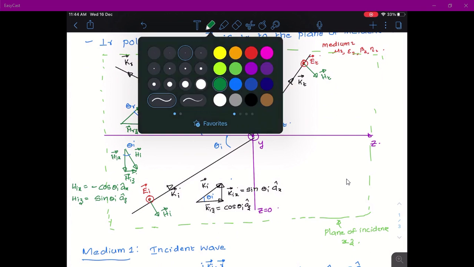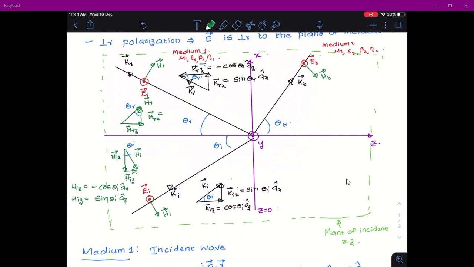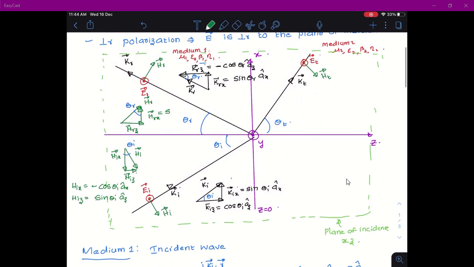So, HRX is adjacent to theta r. So, that will be sin theta r AX cap and is in positive direction of x. HRZ is also in the positive direction of z, but it is in the opposite side. I am sorry. This will be, since the HRX is near to theta r, it will be cos theta r AX cap, and HRZ will be opposite to that of theta r, it will be sin theta r of AZ cap.